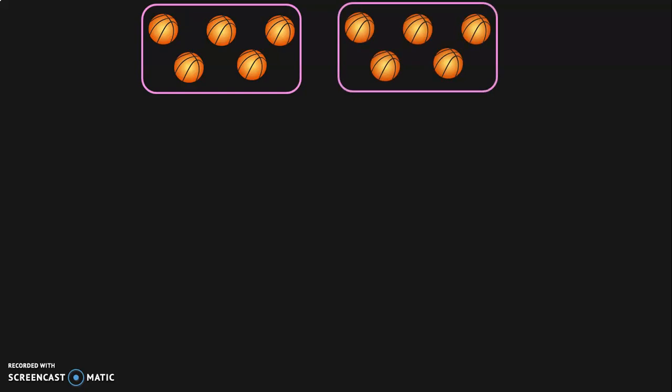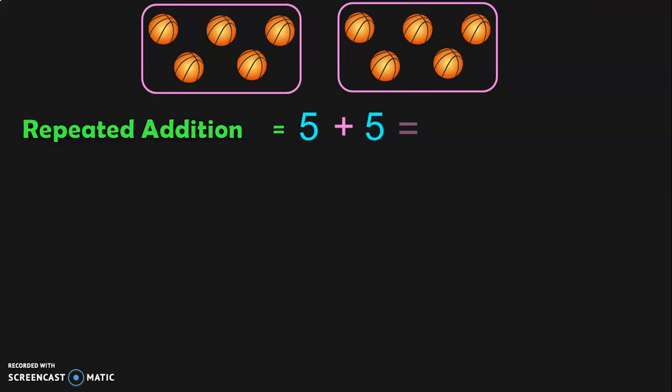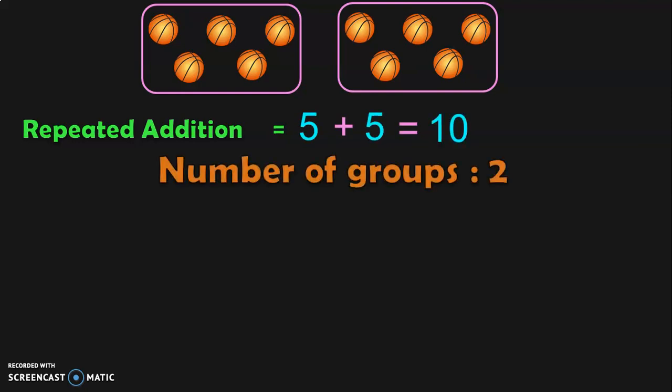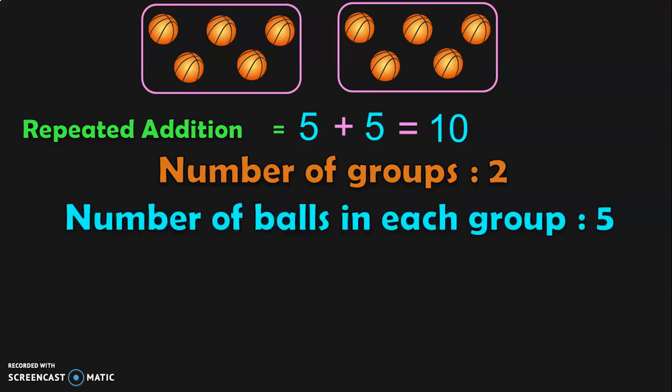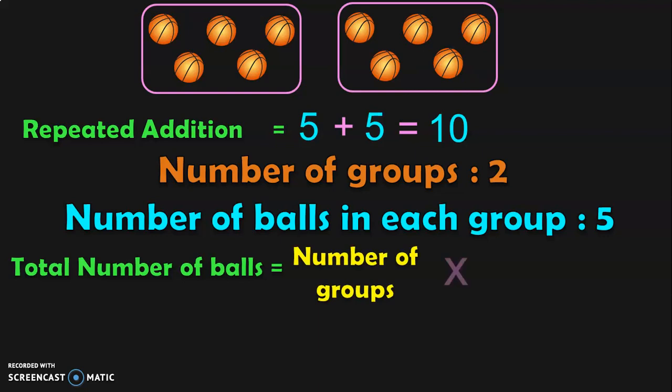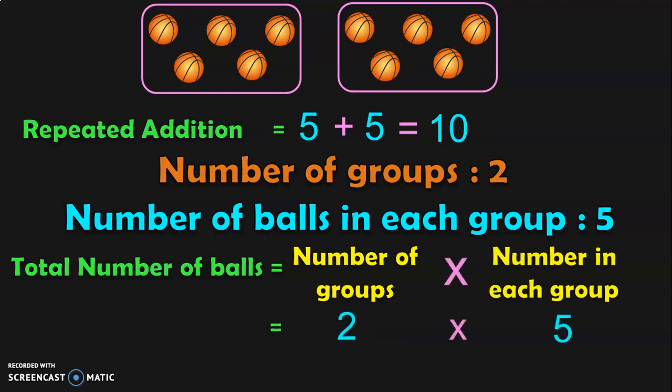Let us take another example. One group with 5 balls, another group with 5 balls. Repeated addition will give you 5 plus 5, which will give you 10 balls in all. Let us write the multiplication statement for which we need the number of groups information to be 2. Number of balls in each group is equal to 5. So total number of balls is equal to number of groups into number in each group. So 2 into 5, which will give you 10.